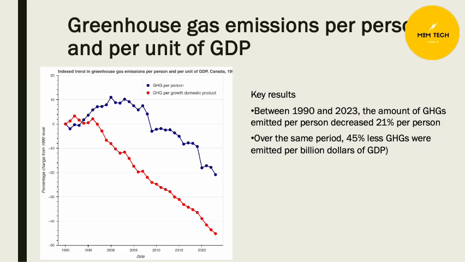And here are the key insights from the per person and per GDP data. Between 1990 and 2023, greenhouse gas emissions per person in Canada decreased by 21%, which suggests improvements in individual carbon footprints. Emissions per unit of GDP also fell by 45%, indicating that Canada has made progress in breaking the link between economic growth and environmental impacts.